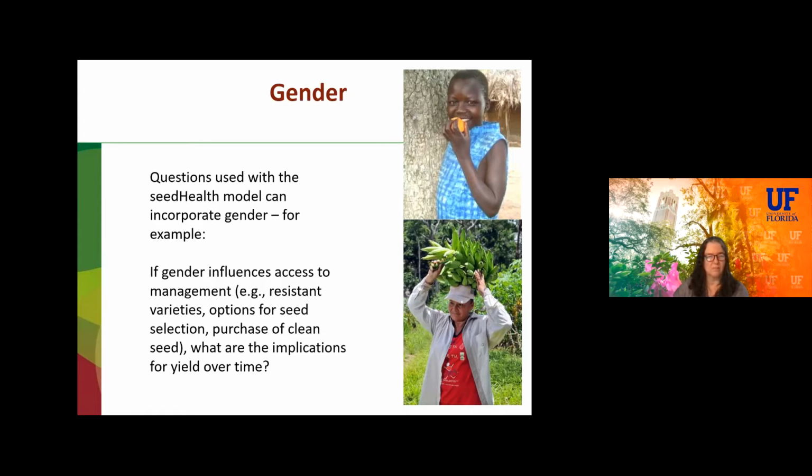And once we know about how gender influences that, we can use the seed health model to see what the implications of that are for disease and yield across time. So if we know about limitations in access to tools based on gender, we can use a seed health model to see what the logical implications are of that.